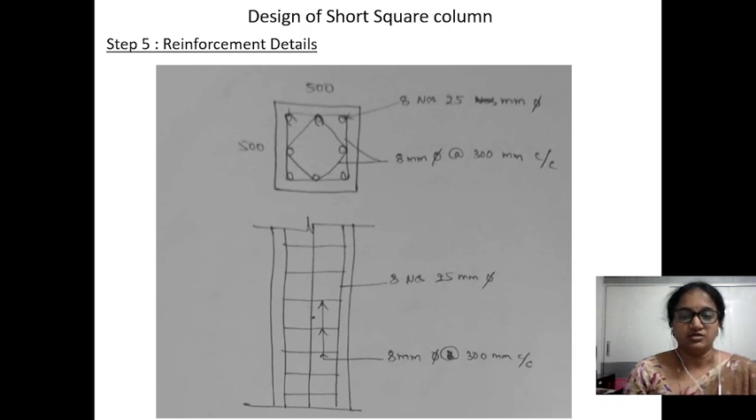So, with the design details I have drawn the drawing. This is the cross section and this is the longitudinal section. In the cross section, it is a square column 500 by 500. These are the main bars, 8 numbers of 25 mm dia. Now, coming to the lateral ties, 8 mm dia bars at the rate of 300 mm center to center spacing we have to provide. The same has been written here also. Hope you all got this. Thank you.